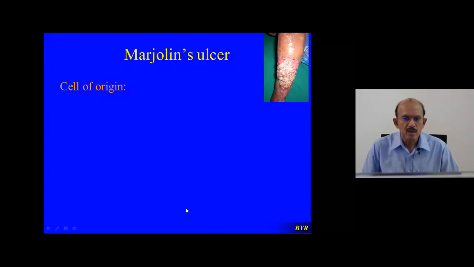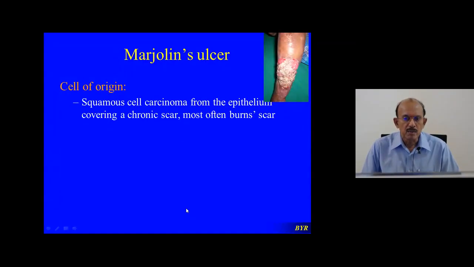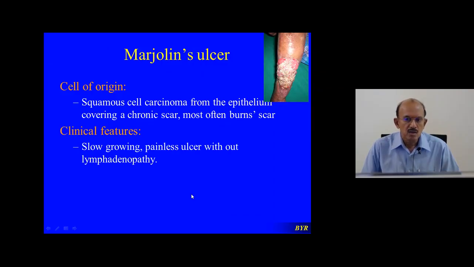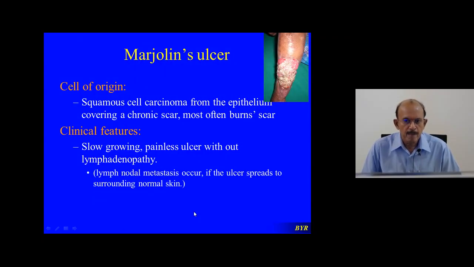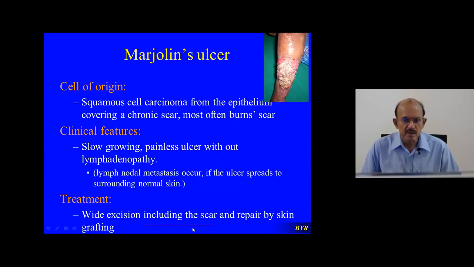Marjolin's ulcer: it is squamous cell carcinoma from the epithelium covering a chronic ulcer or chronic scar, most often a burn scar. Slow growing, painless ulcer without lymphadenopathy because it is over the scar. Scar doesn't have any lymphatic vessels, so it doesn't metastasize to the lymph nodes. Lymph node metastasis occurs if the ulcer spreads to the surrounding normal skin. Treatment: wide excision including the scar and repair by skin grafting.